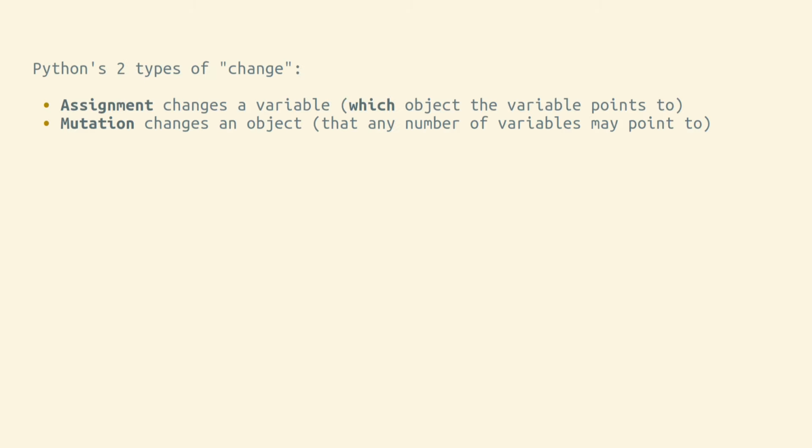Python has 2 distinct types of change. Assignment changes a variable. That is, it changes which object a variable points to. Mutation changes an object, which any number of variables may be pointing to. So we can change variables through an assignment, and we can change the objects that those variables point to through a mutation. When I say we changed X, I could mean 2 very different things. I might mean that we mutated the object that X currently points to, or I might mean that we assigned X to a new object, leaving whatever object it might have pointed to before unchanged. Mutations change objects, while assignments change variables. That is, they change which object a variable points to.